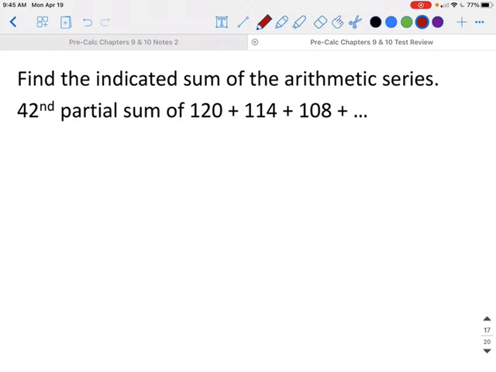Find the indicated sum of the arithmetic series. So remember, when you're finding the sum of an arithmetic series, we do have 2 different formulas you can use. You need to pick the one that you have the information for. In this case, we do not know what the last term is, so we will have to use the sum formula of n over 2 times 2 times a sub 1 plus n minus 1 times the common difference.